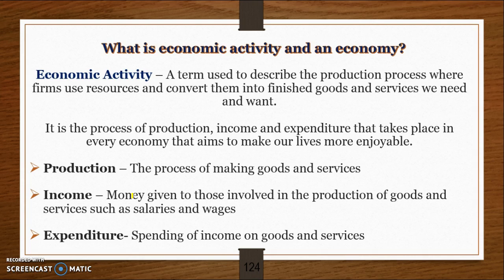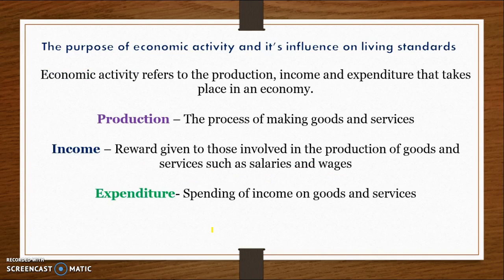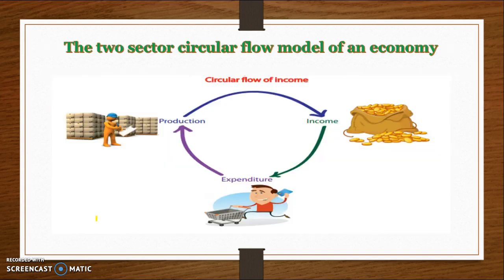And it's important to remember that production is the process of making goods and services, income involves giving money to those involved in that production process, and then expenditure is the spending of income on goods and services. And they're all measures of economic activity. So production, income, and expenditure are all examples of economic activity within a nation. And essentially what should happen is that the three different flows should be very similar.